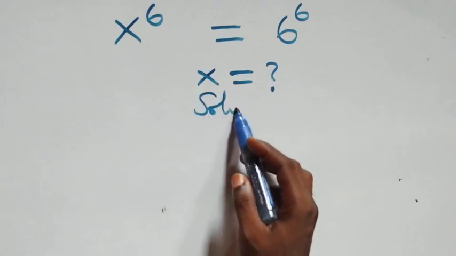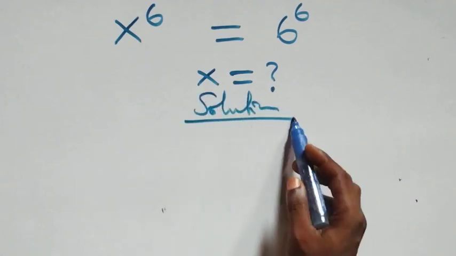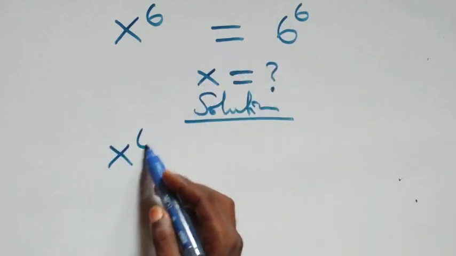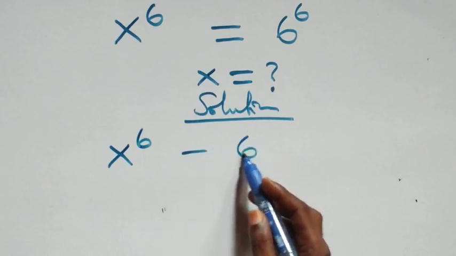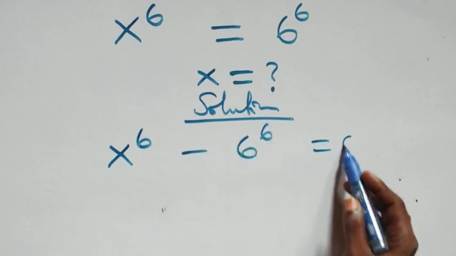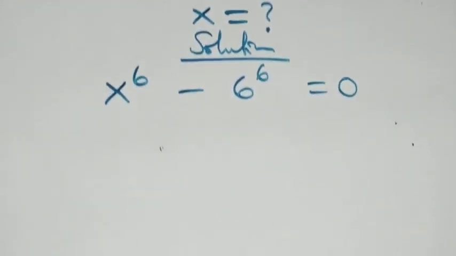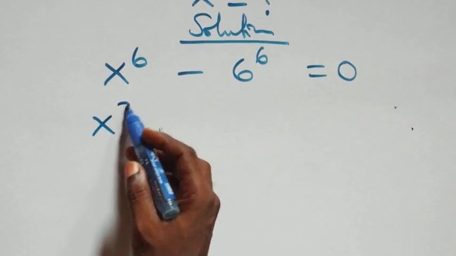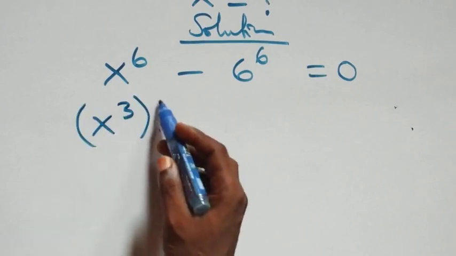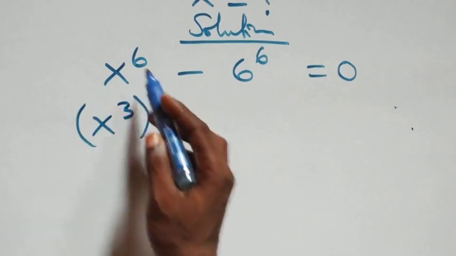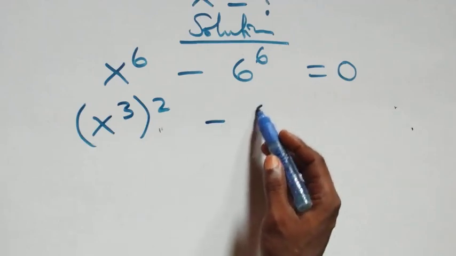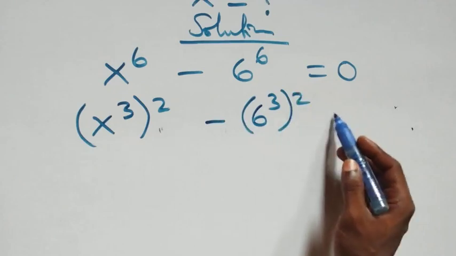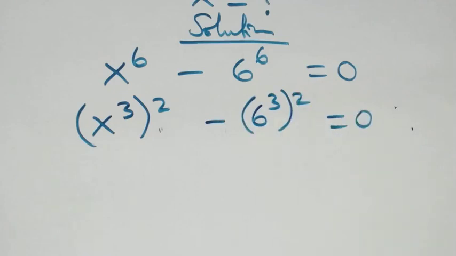Solution from here. What we have here, you can take 6 raised to power 6 to the left hand side, and we have x raised to power 6 minus 6 raised to power 6 equals 0. The next step, we can rewrite this as x raised to power 3, then raised to power 2, as 2 times 3 gives us 6, then minus 6 raised to power 3, then raised to power 2, equals 0.